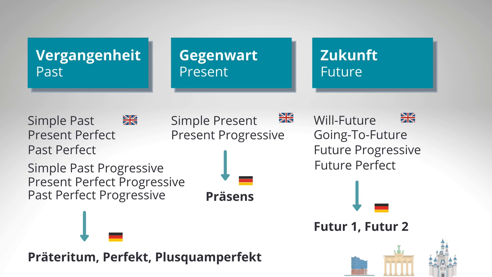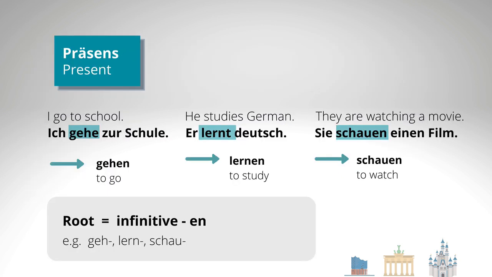German only has half of that amount. We have 3 past tenses, the Präteritum, the Perfekt and the Plusquamperfekt, 1 present tense, the Präsens, and 2 future tenses, Futur 1 and Futur 2. Let's take a look at each of them. We'll start with the present tense, our Präsens. The Präsens is like the normal tense. It's the most used tense in German, and it's our equivalent of the simple present and present progressive in English.